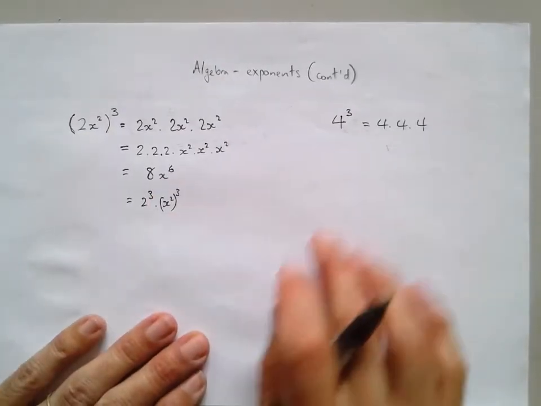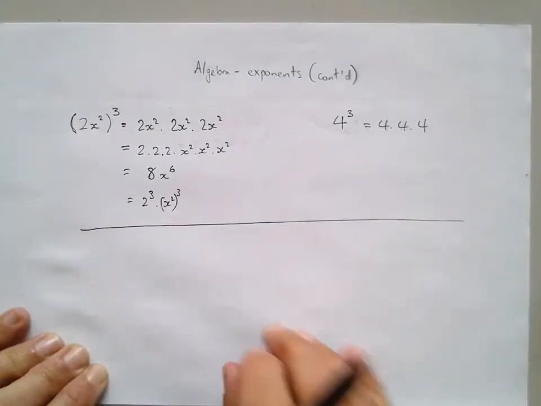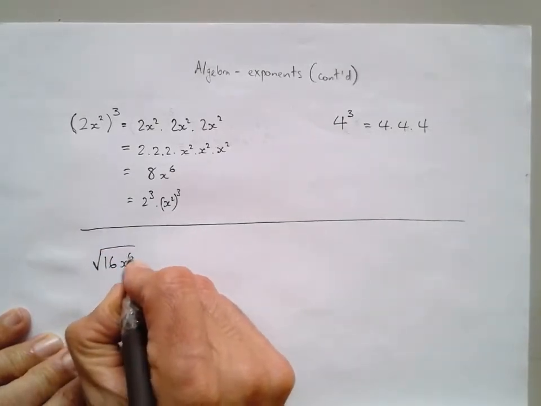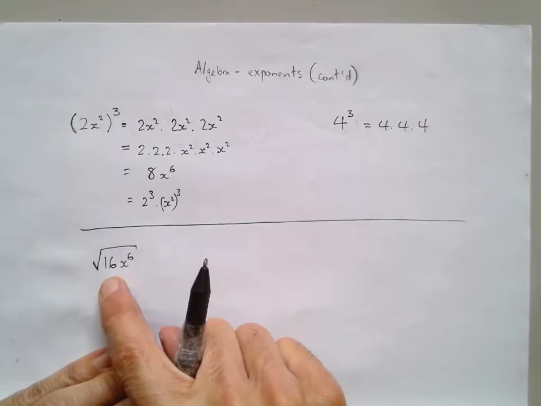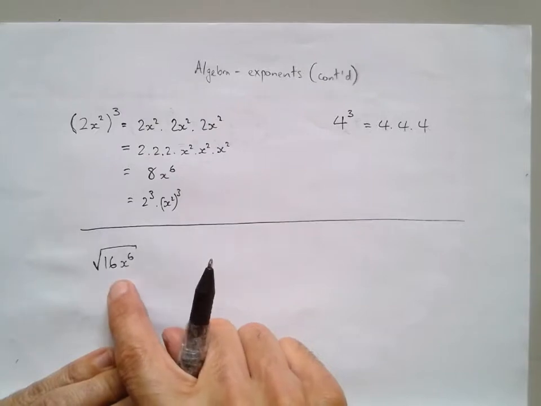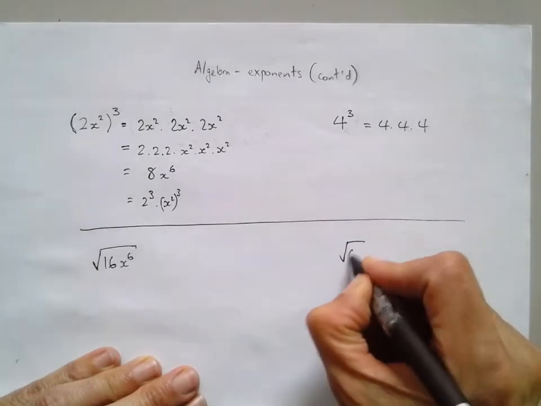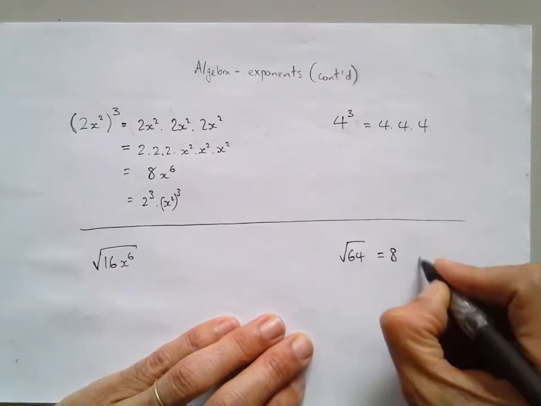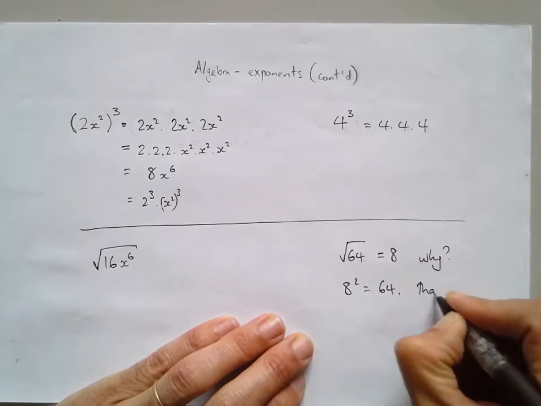The other example we can have is the square root of an expression. For instance, the square root of 16x to the 6. We really need to be thinking of what if I start with something and square it, can I get 16x to the 6? So let's think about the square root of 64, that's 8. Why? Well, 8 squared equals 64, that's why.